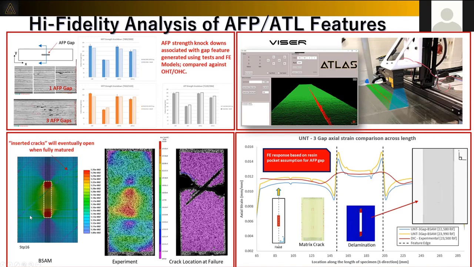So the neat thing is, these are cracks placed by the software, and you can see the ARAMIS reading right after the failure. They were pretty much right on top of each other. So when you do high fidelity analysis, you cannot just rely on standard strain gauges. You have to have a very detailed full field measurement technique so you can actually validate these analyses. Then you can use these analyses for several other things.